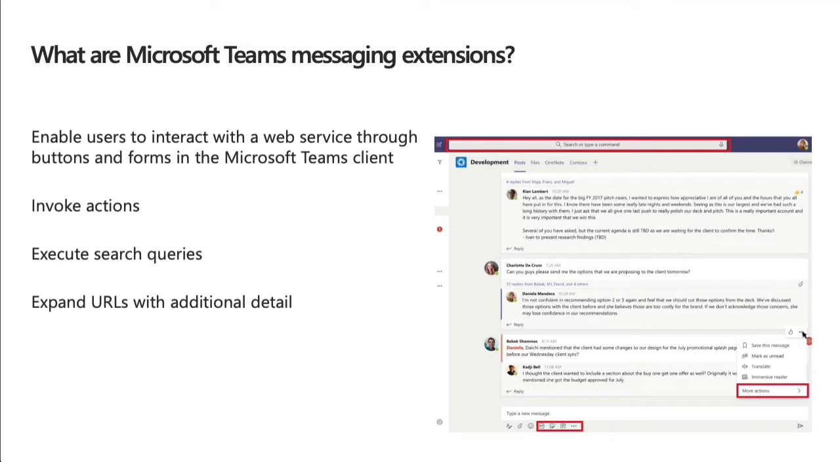Messaging extensions allow users to interact with your web service through buttons and forms in the Microsoft Teams client. They can search or initiate actions in an external system from the compose message area, the command box, or directly from a message. You can then send the results of that interaction back to the Microsoft Teams client, typically in the form of a richly formatted card.